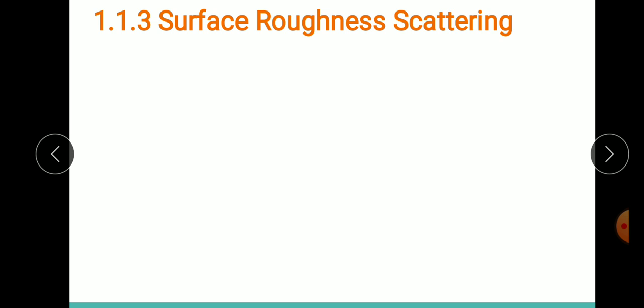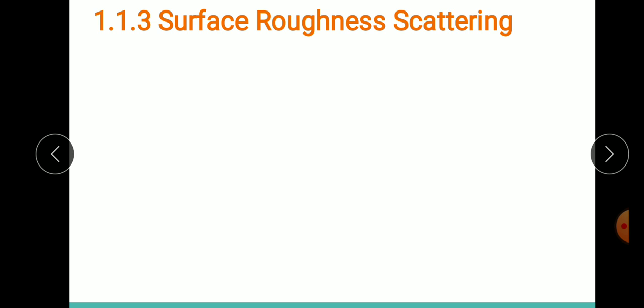Moving on to the third kind of scattering, the surface roughness scattering. Again, we can interpret from the heading that it is some kind of scattering which may be formed due to the roughness in the surface, right? That's pretty clear. Now, where is this kind of scattering prominent? That's what we are going to see.